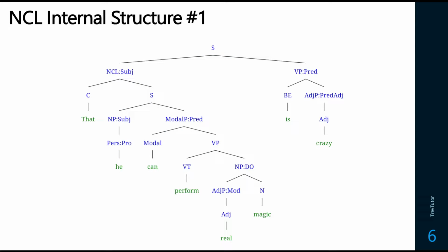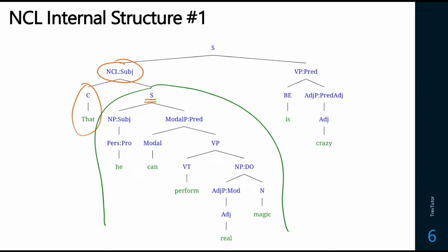Let's take a look at the internal structure of our noun clauses. So that he can perform real magic is crazy. So a noun clause is now going to be our subject. It's going to be headed by the complementizer that, and it's going to take a sentence underneath, and the sentence is just going to look like a standard sentence you've seen before. There's nothing fancy going on, there's no movement occurring, nothing is happening that is weird inside this sentence. You're literally just introducing another independent clause under a noun clause. So these are how all of our NCLs are going to look.